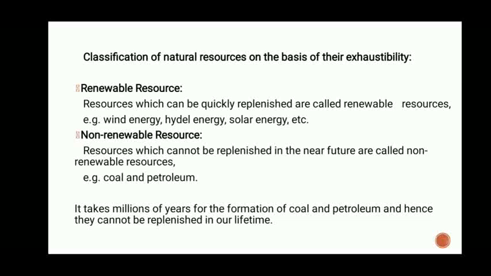A renewable resource is something which, if you take it today, might be available tomorrow. A non-renewable resource is one which, if you consume it today, will not be available tomorrow or in the coming years. Examples of renewable resources are wind energy, hydel energy and solar energy, while for non-renewable resources they are coal and petroleum.